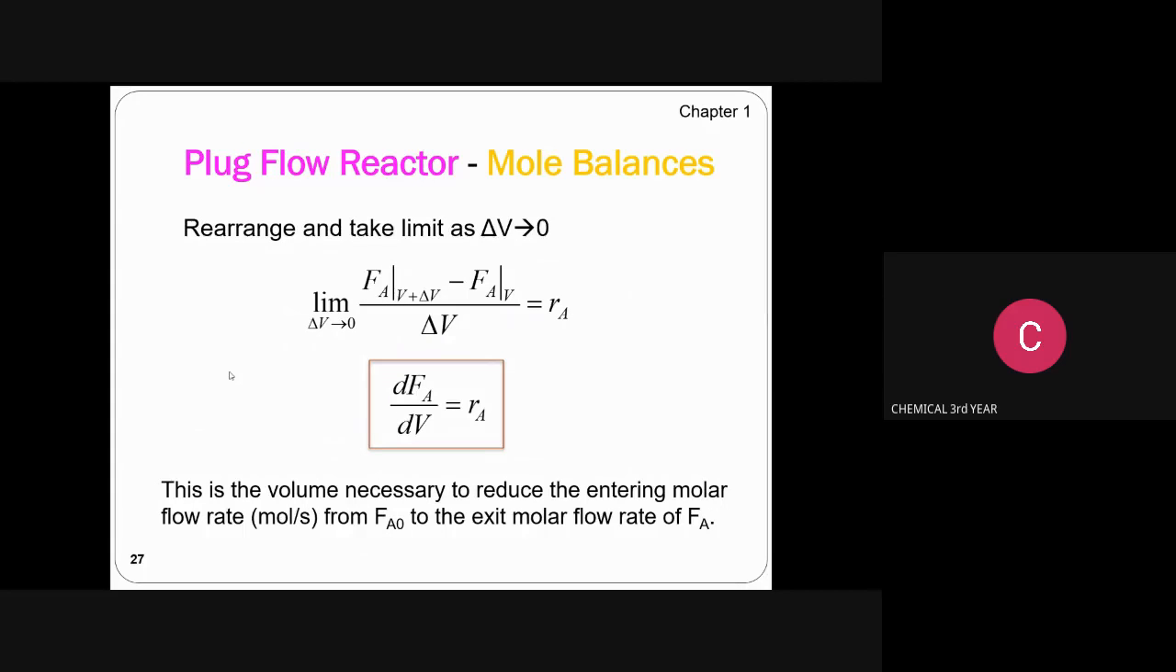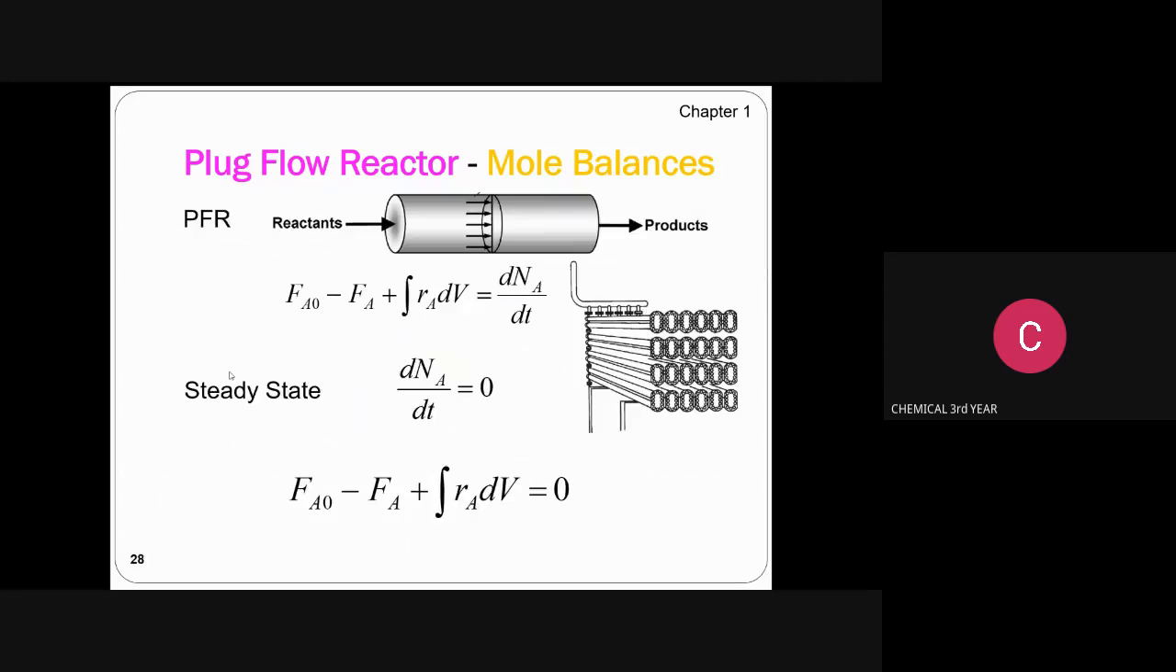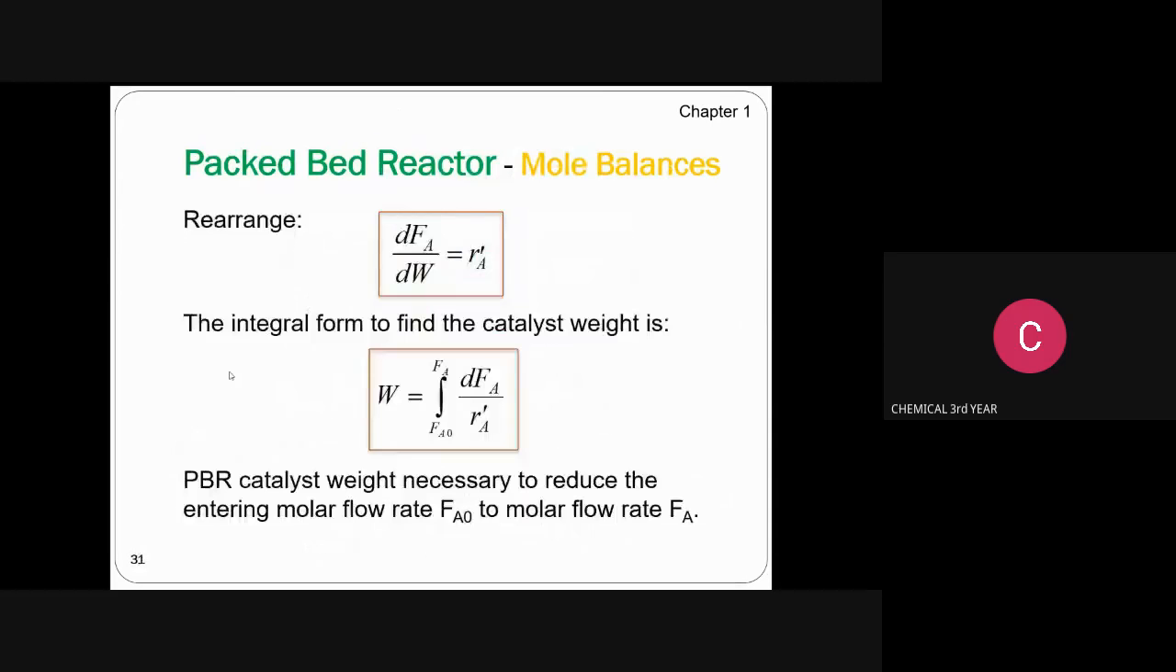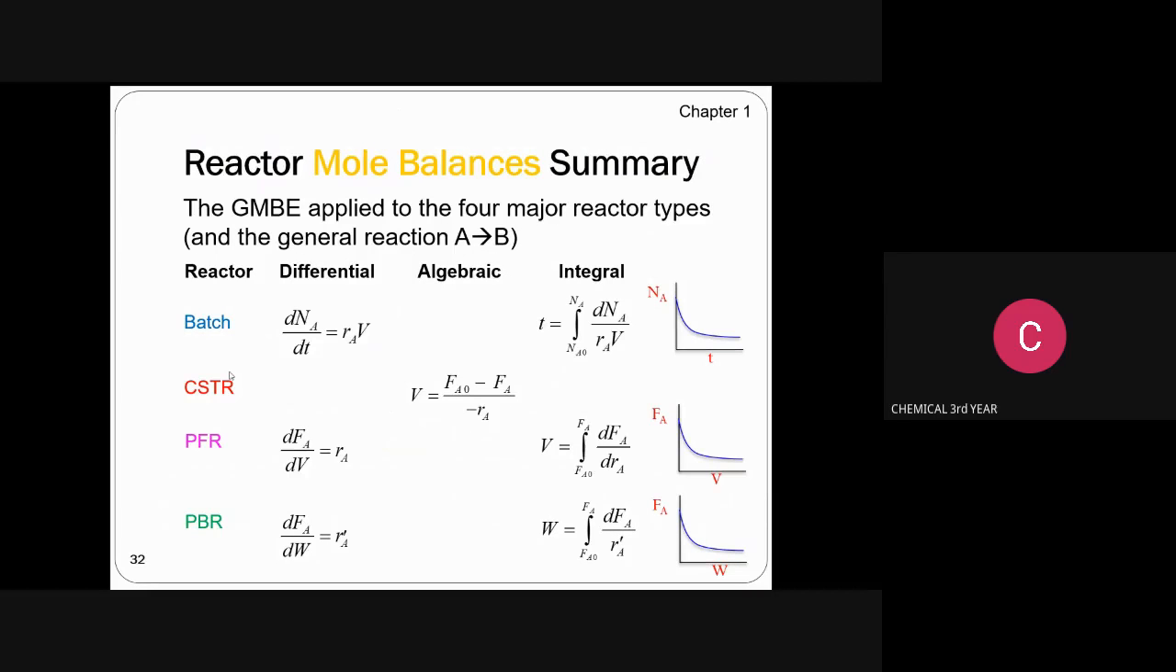Finally, we have to rearrange the equations. We rearrange the equation limits, taking delta V going to 0, so Fe divided by V plus delta V minus Fe, with respect to V. Before that, we have to ensure there is no volume necessary to reduce the entry molar flow rate FA0 to the exit molar flow rate FA. This is for the plug flow reactor mole balance, and this is for the packed bed reactor mole balance. This is the conclusion of the mole balance equations.